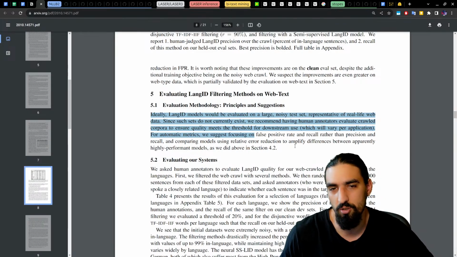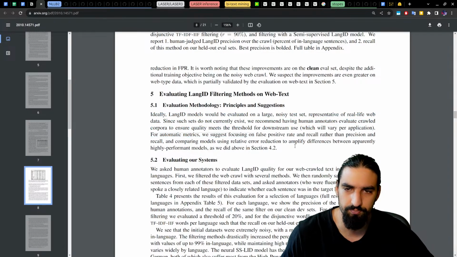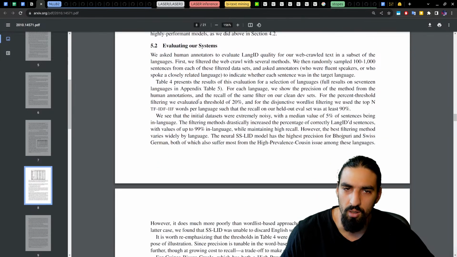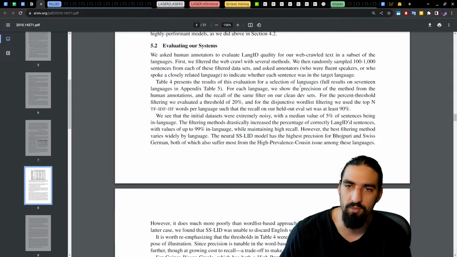For automatic metrics, we suggest focusing on false positive rate and recall rather than precision and recall, and comparing models using relative error reduction to amplify differences between apparently highly performant models, as we did above in section 4.2. We asked human annotators to evaluate LangID quality for our web crawl text in a subset of the languages. First, we filtered the web crawl with several methods. We then randomly sampled 100 to 1,000 sentences from each of these filtered datasets and asked annotators who were fluent speakers or who spoke a closely related language to indicate whether each sentence was in the target language.